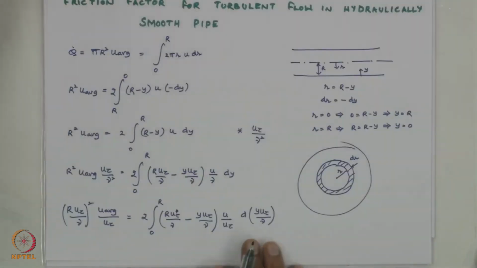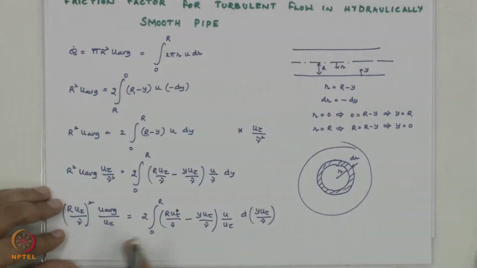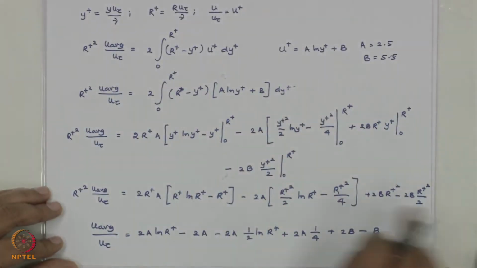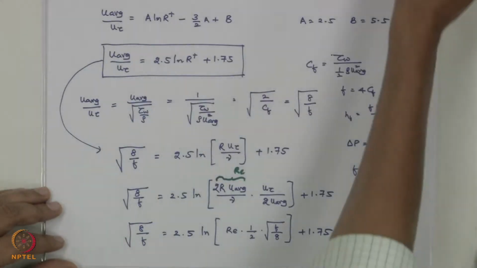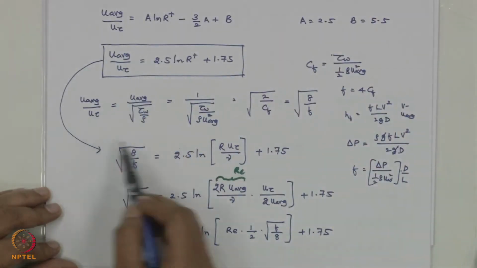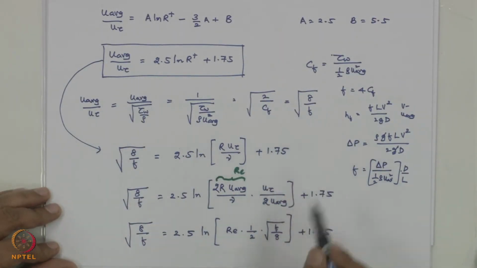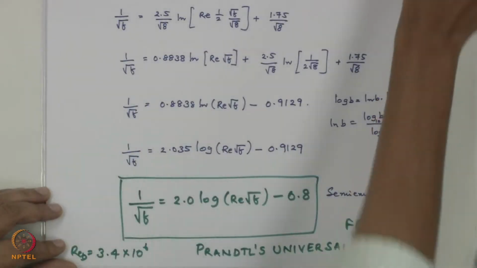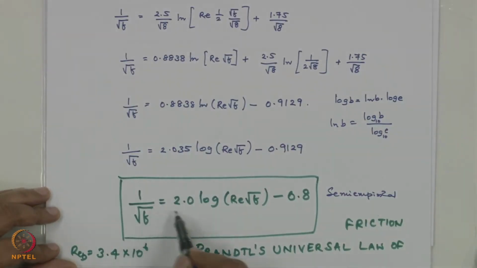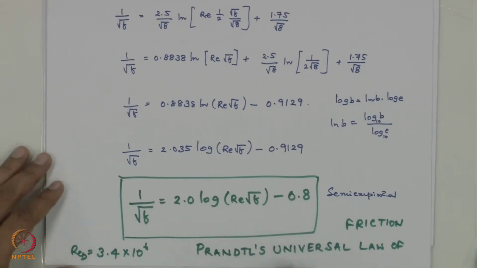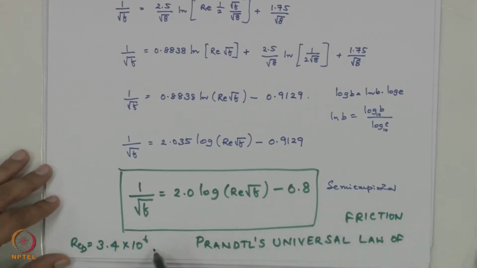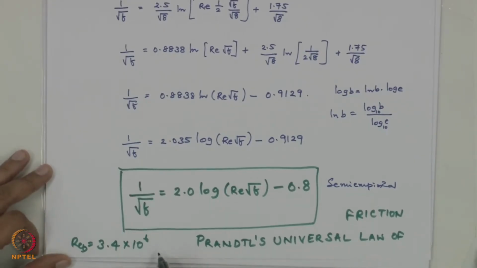So what did we do? This is the equation we took, we non-dimensionalized, substituted for u plus and did the algebra. We got u average by u tau, wrote it as square root of 8 by f, substituted that, and we got this equation: 1 by root f equal to 2 log of Re root f minus 0.8. This is what is called Prandtl's universal law of friction, and it is valid for Reynolds number up to 3.4 into 10 to the power of 6.